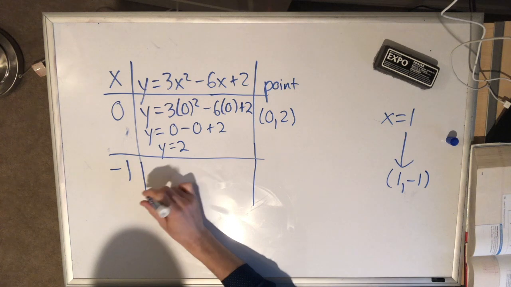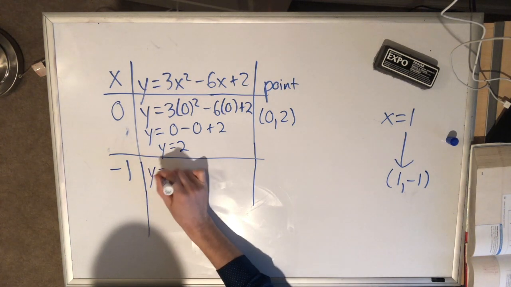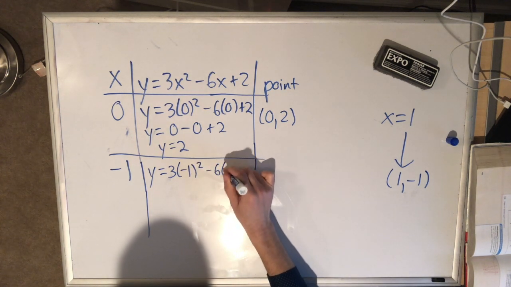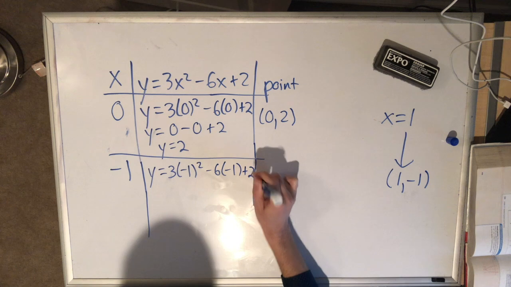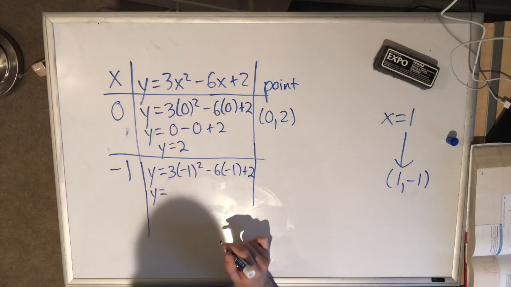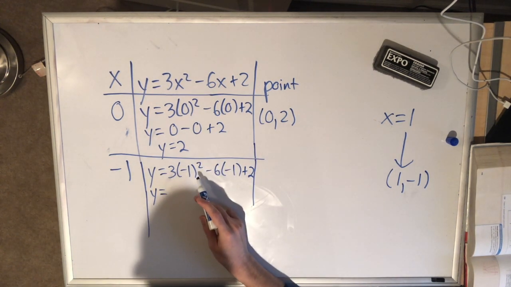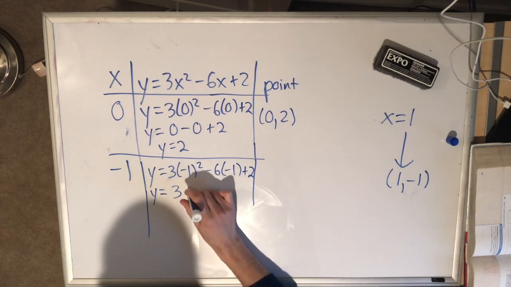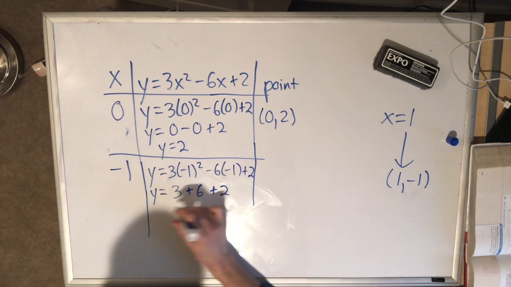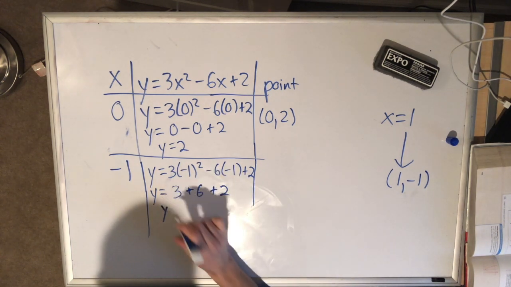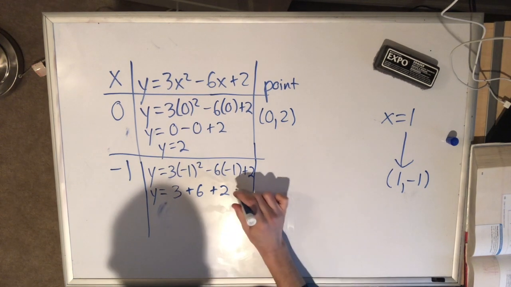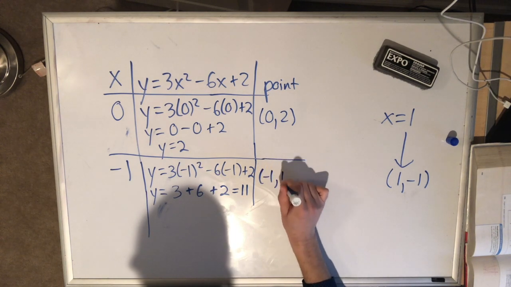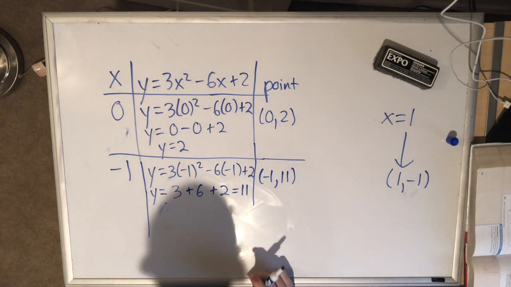Now substituting in negative 1 for x, that's y equals 3 times negative 1 squared minus 6 times negative 1 plus 2. Negative 1 times negative 1 is positive 1. 3 times 1 is 3. Negative 6 times negative 1 is positive 6. And we're going to get y equals 11. So when x is negative 1, y is 11, which gives us the point negative 1, 11.